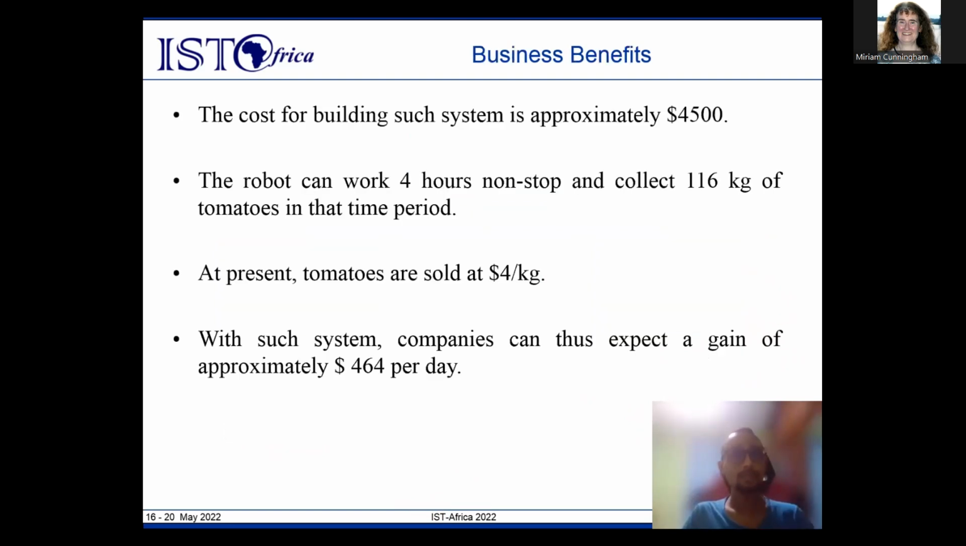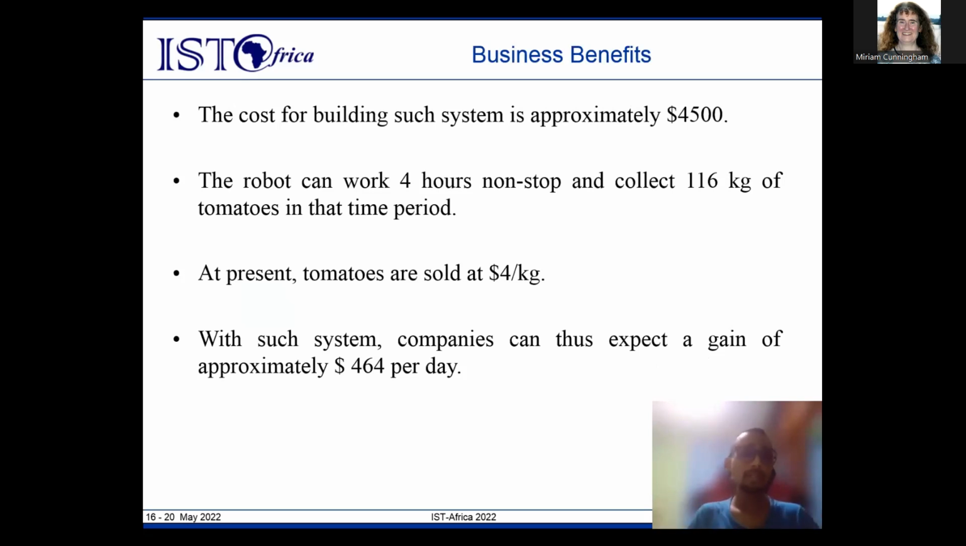Business benefits of the autonomous system. The cost for building such system, including labor costs of course, was approximately $4,500. It was found out that the robot could work 4 hours non-stop, and in that period of time, 116 kilograms of tomatoes could be collected.